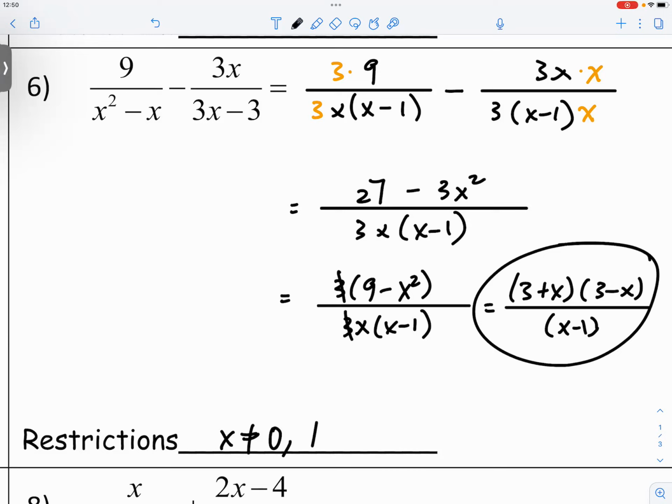And if you wonder, Mr. Chan, why do we have to factor it all the way? Can we just leave it as 9 minus x squared? You would know why it's always better to factor all the way out. Okay, it would really help out in the future.